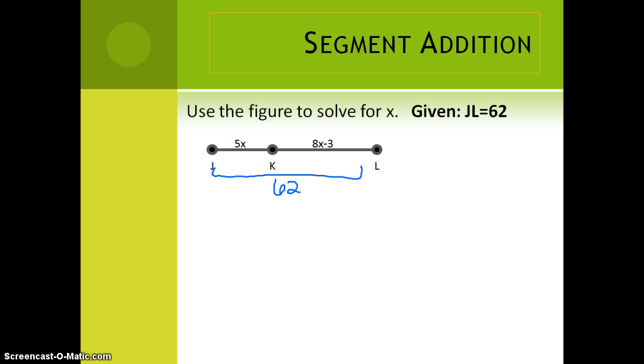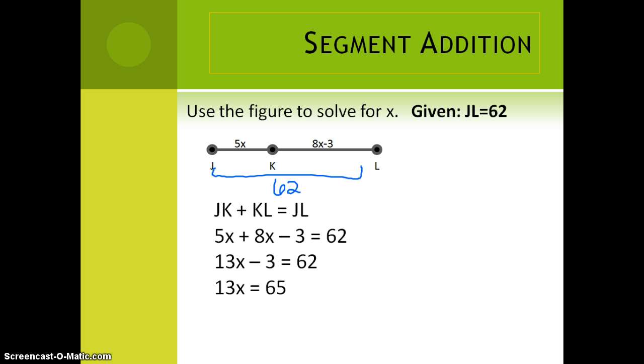So let's try our first segment addition example. Use the figure to solve for x given JL is 62. So first we're going to write our segment addition equation. JK plus KL equals JL. Then we're going to substitute in our values for each. JK is 5x, KL is 8x minus 3, and JL is 62. We combine like terms on the left-hand side to get 13x minus 3 is equal to 62. We add 3 to both sides to get 13x is equal to 65. Then finally we divide by 13 on both sides to get that x is 5.